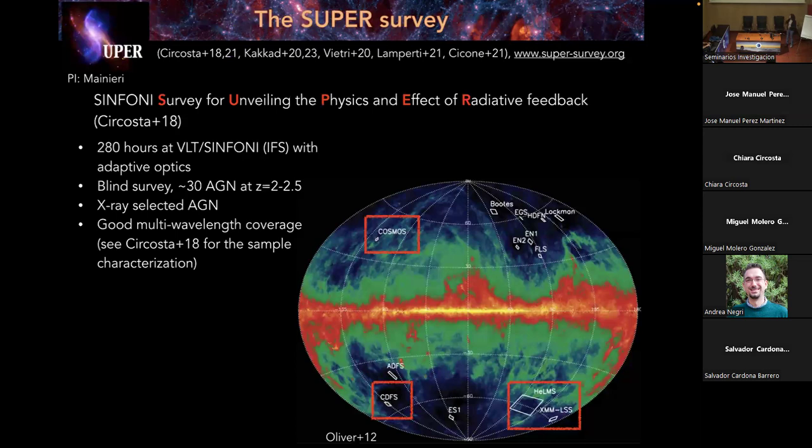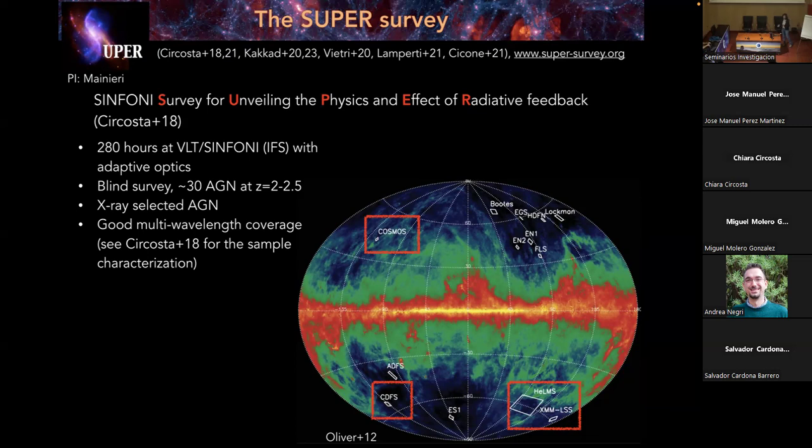So some details about SUPER. This started as a large program with SINFONI, an instrument that was mounted on the Very Large Telescope in Paranal, and using adaptive optics. So this is why we could achieve higher resolution. It's designed as a blind survey, so we didn't preselect for the presence of outflows in our targets. It was just a selection of 30 AGN based on their X-ray emission. And we tried to get targets from the deepest fields of the sky. If you're familiar with them, they're listed here, like COSMOS and CDFS, for example.